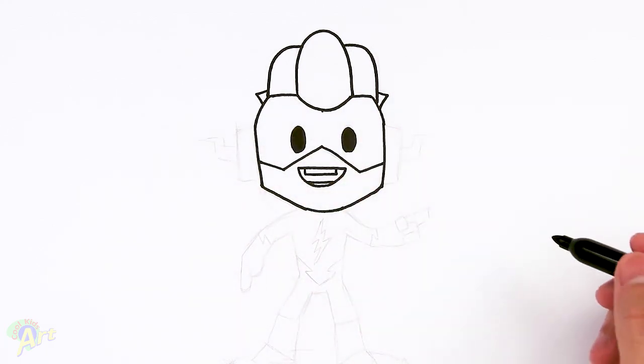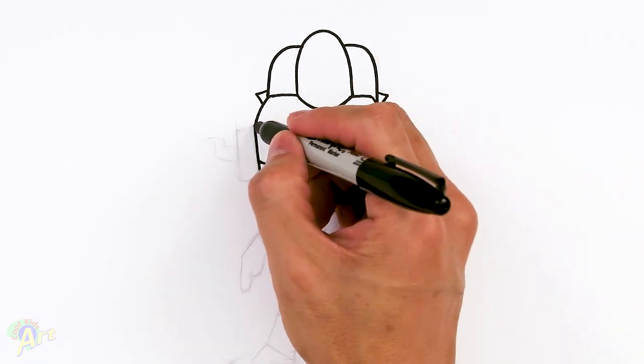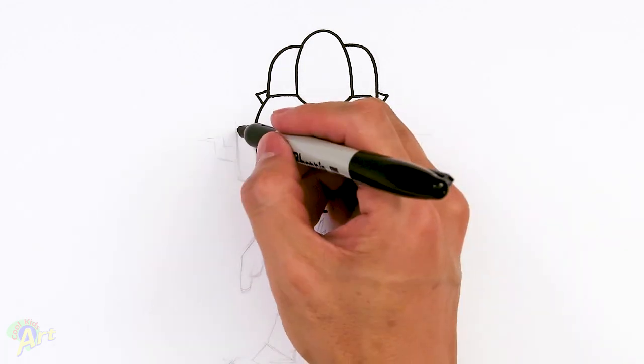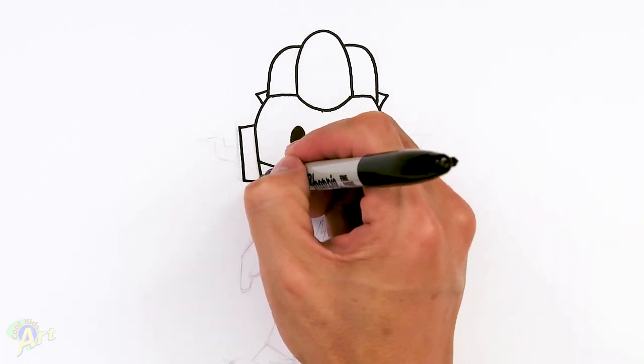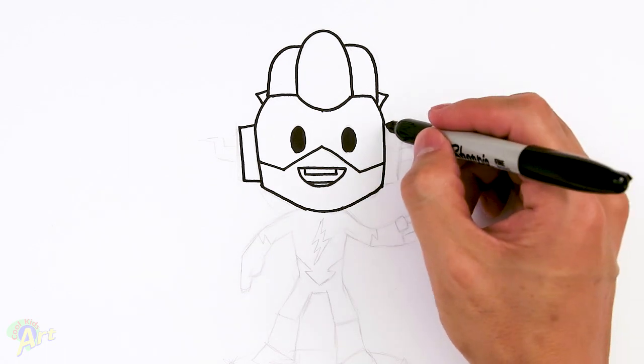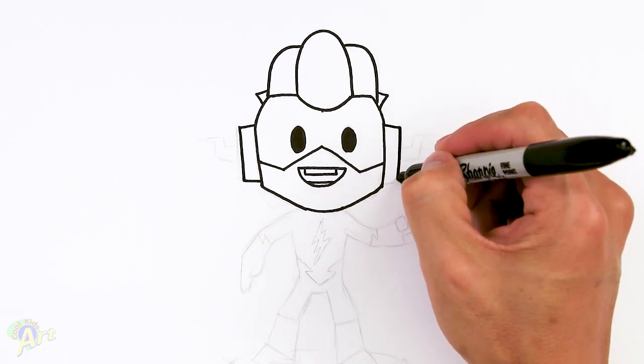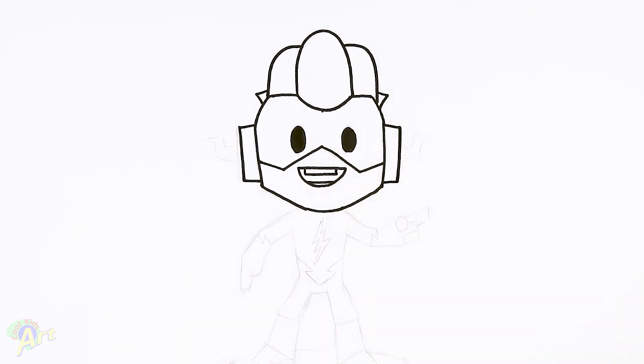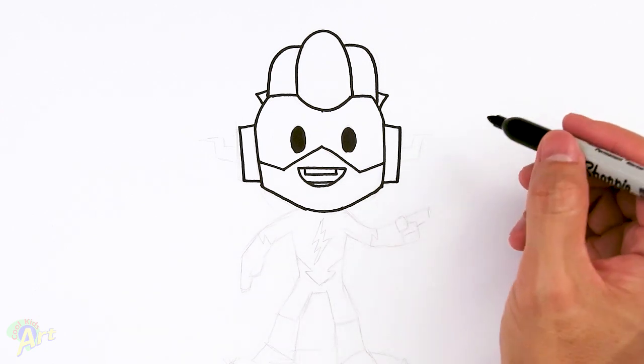So now we got to draw in his ear on the side. So he's got these things on his ear. So this is gonna be just one long rectangle. So just start here, just come down. So this one's easy. And now for the little lightning bolt thing.